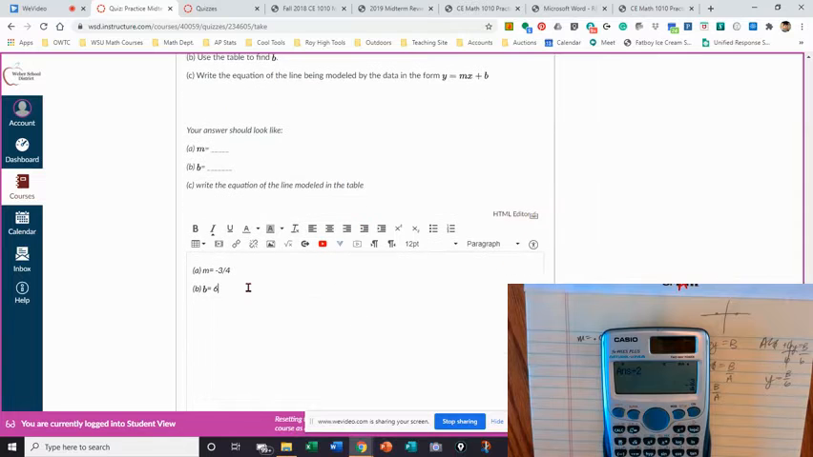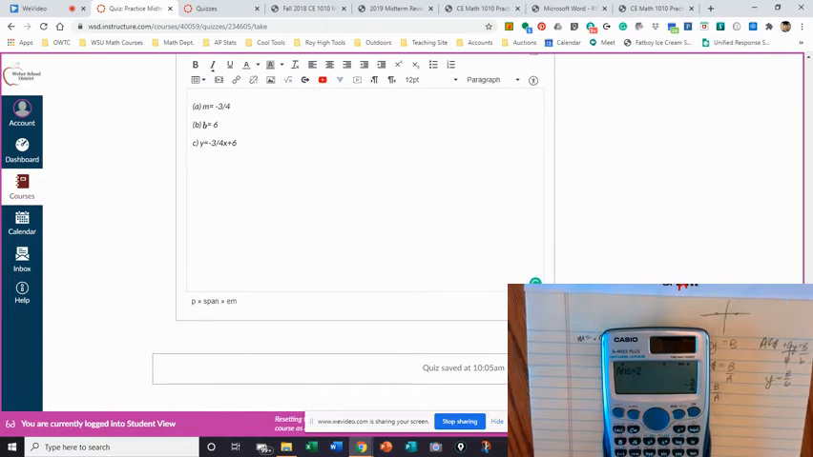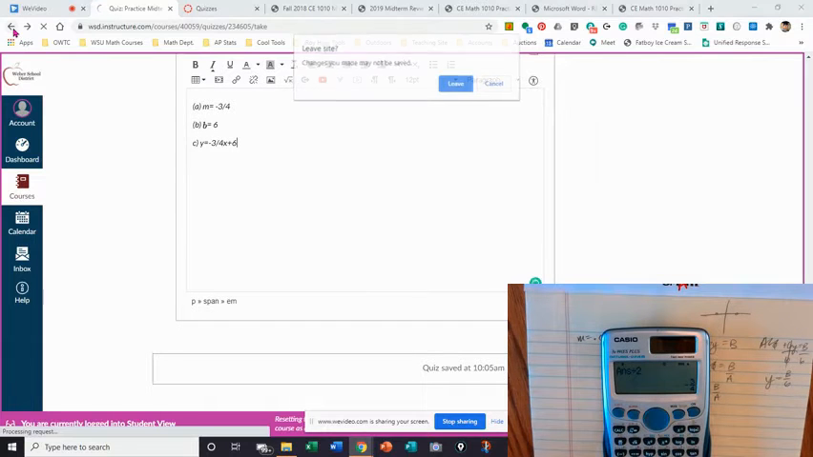Write the equation of a line. Oh, so C, just y equals -3/4 x plus 6. There it is. Okay, cool. That's it. That's not bad.